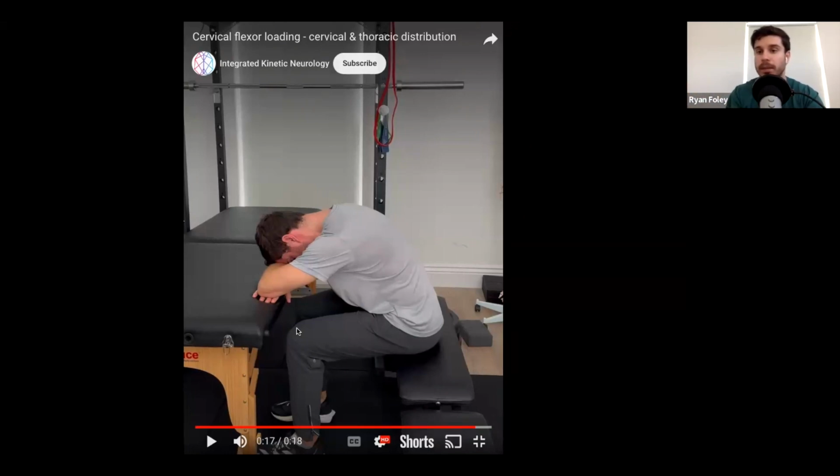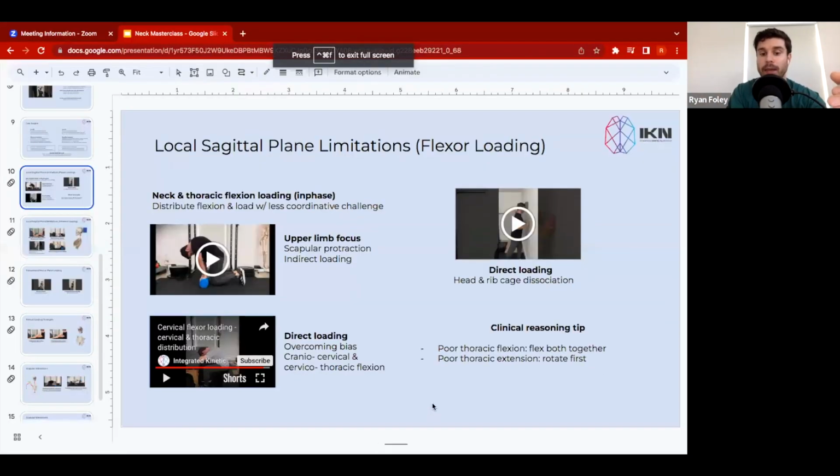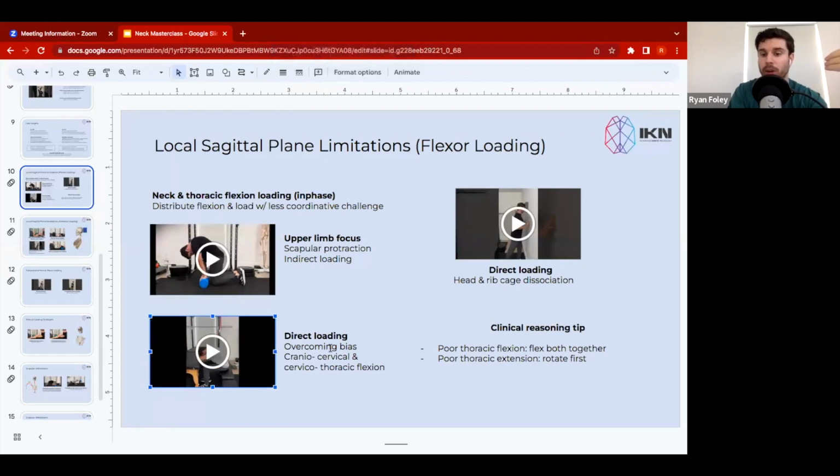We can also manipulate the intensity of the contraction. So we can have the client build pressure down with 1, 2, 3 out of 10 level of tension relative to their 100% maximum force capacity. Here we can sustain that force production for a longer period of time by reducing the intensity. And you will experience a lot of load through the anterior cervical spine there, but in a way that allows us to distribute that flexion, but with an overcoming bias.